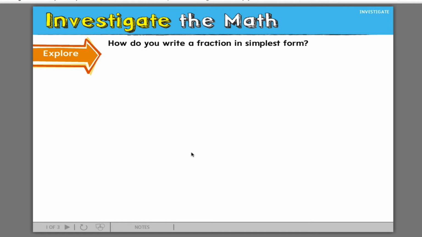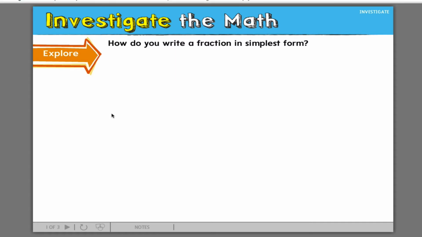Hello, today we are going to be working on Chapter 8, Lesson 5. We're going to be discussing writing fractions in the simplest form. A fraction in the simplest form is when the numerator and denominator have no common factor other than 1. Let me explain that just a little bit.